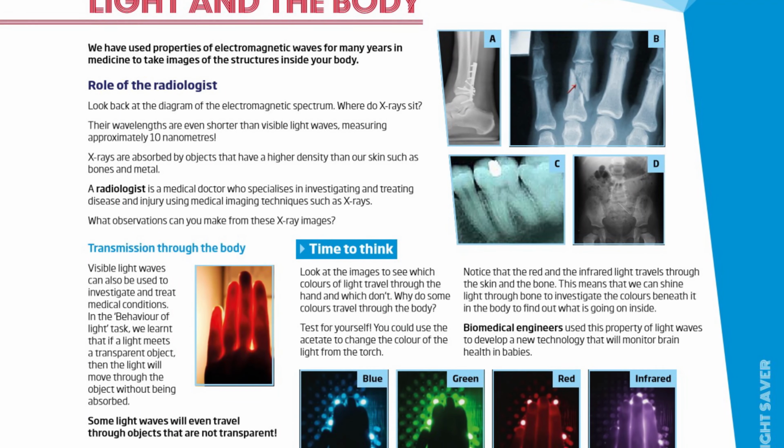You can also do this with different colours of light. So if we take these filters, and you can use sweet wrappers, we can show them, for example, that green light doesn't travel through the fingers, but then red light does. So showing them that in the visible spectrum, only red will travel through the body.